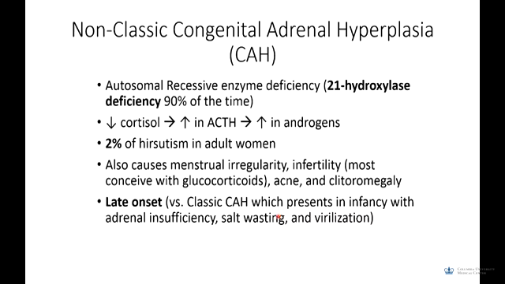Then there is non-classic congenital adrenal hyperplasia, or CAH. So this is an autosomal recessive enzyme deficiency, usually of 21-hydroxylase, where you have a deficiency in cortisol, so it feeds back. You end up with more ACTH, which then causes more androgen production in the adrenals. This causes 2% of hirsutism in adult women. You can also get menstrual irregularities, infertility, acne, clitoromegaly. You're seeing a lot of the same symptoms for all of these.